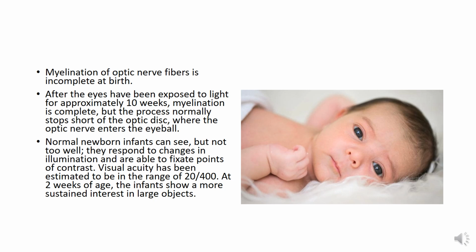Myelination of optic nerve fibers is incomplete at birth. After the eyes have been exposed to light for approximately 10 weeks, myelination is complete, but the process normally stops short of the optic disc, where the optic nerve enters the eyeball. Now, normal newborn infants can see, but not too well. They respond to changes in illumination and are able to fixate points of contrast. Visual acuity has been estimated to be in the range of 20/400. At 2 weeks of age, the infants show a more sustained interest in large objects.